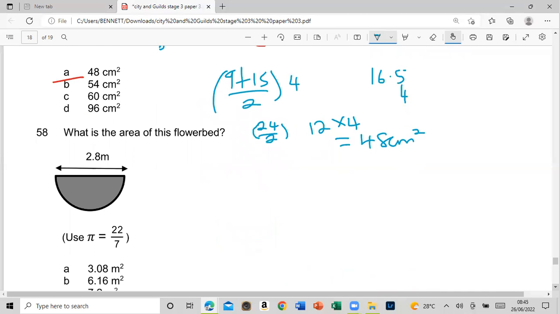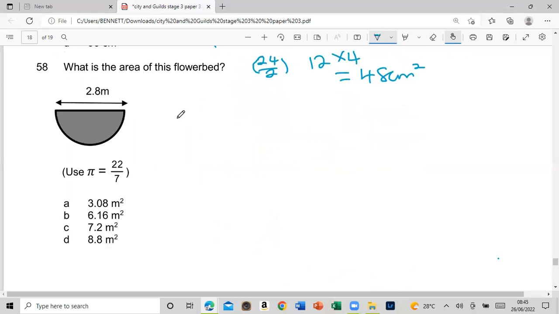What is the area of the flower bed? Take pi to be 22 over 7. Alright, so it's a semicircle, so I'm going to find it for the entire circle. The area will be pi r squared, and because it's a semicircle, we divide it by 2. Let's find everything first. What's the radius? It'll be 1 point something, right? 1.4, because we divide by 2. 2 into 1, 2 into 4, so that's 1.4 times 1.4.